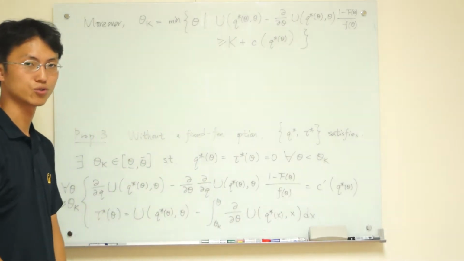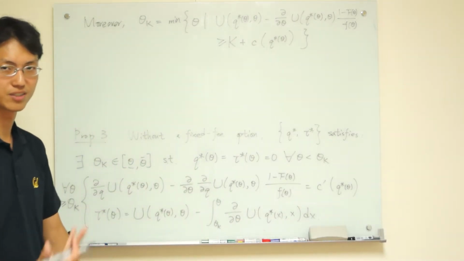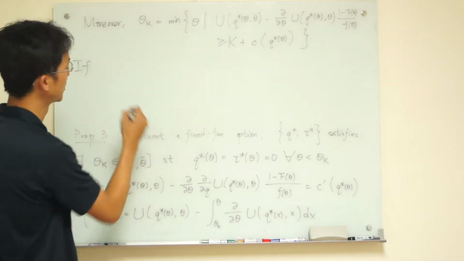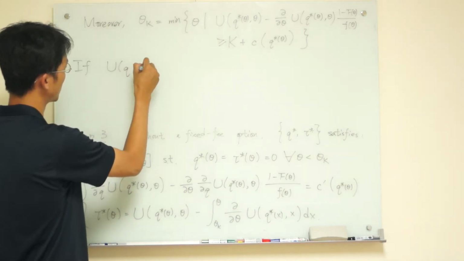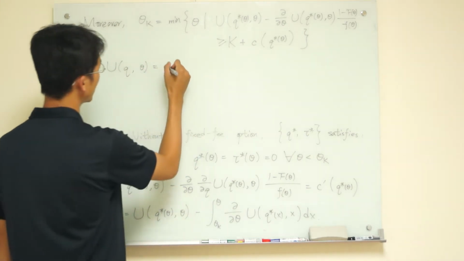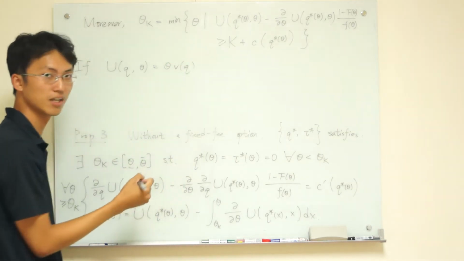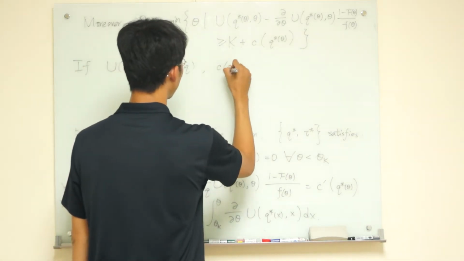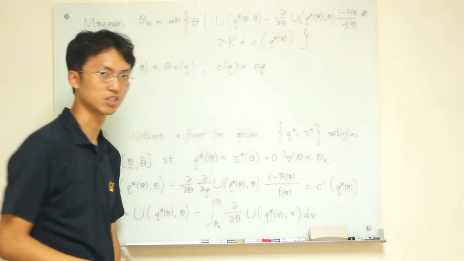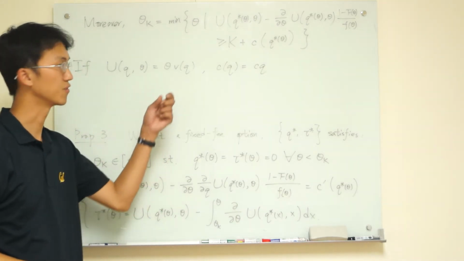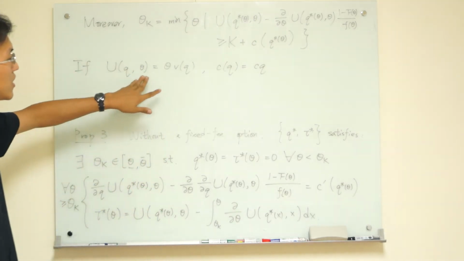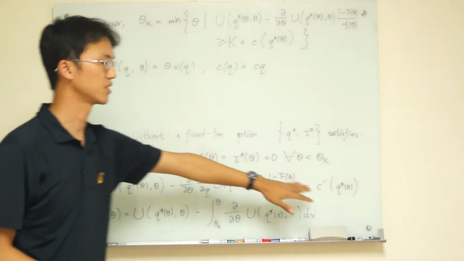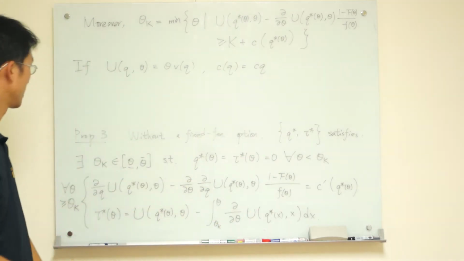The first thing I want to remind you of is the setting of the monopoly pricing problem. In that case, the U function is theta times V of Q, and Q is a function, and so on, you know it. And also, C of Q is just c times Q. That was our setting in our previous week. Let's see what's going to happen if U is in this form and C is in this form.